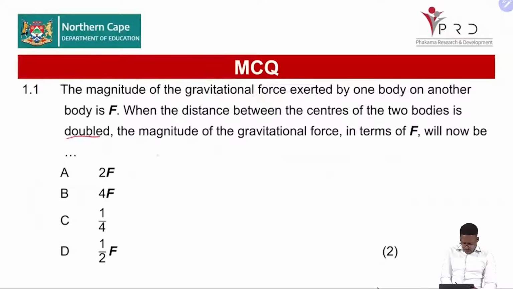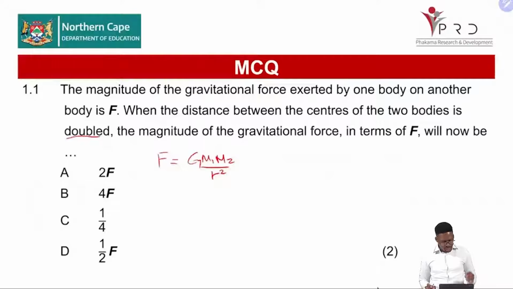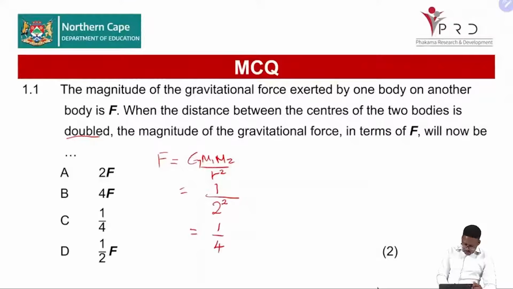Then we are going to write the formula. F is equal to G m1 m2 over distance squared between their centers. You are told what will happen to F, they're not telling us about the product of their masses, so we make it 1. If the distance is doubled, because there's a square here, we also put a square, and then our answer will be 1 over 4. So the force will be 1 over 4 times bigger, and the correct answer there is going to be C.